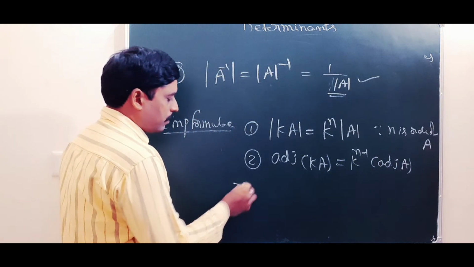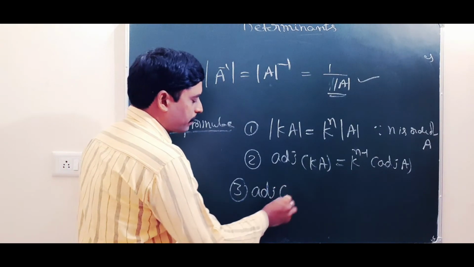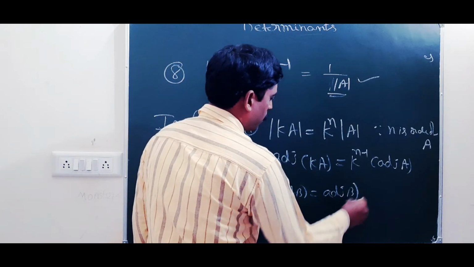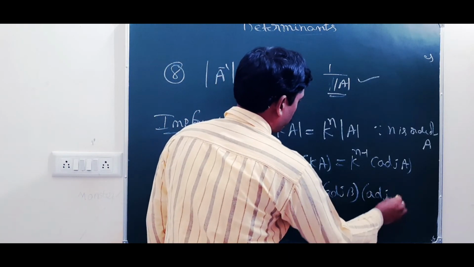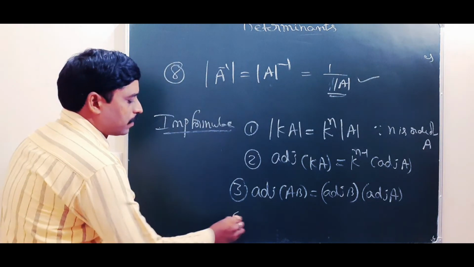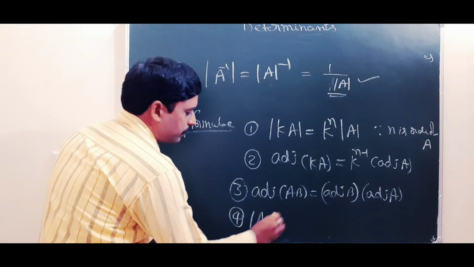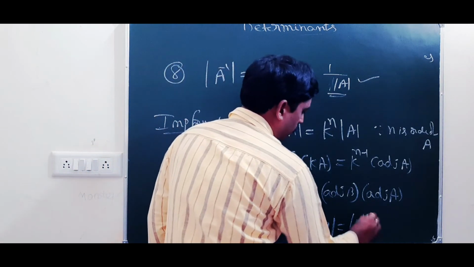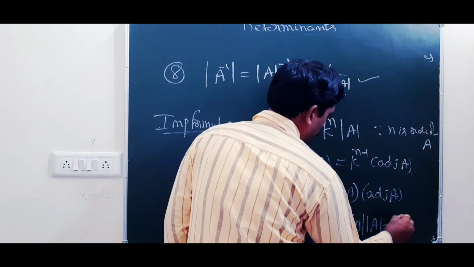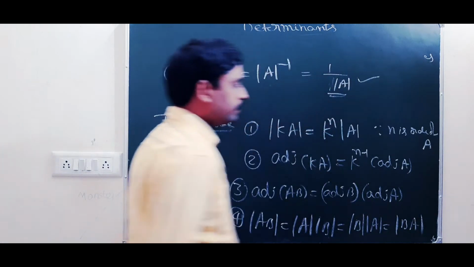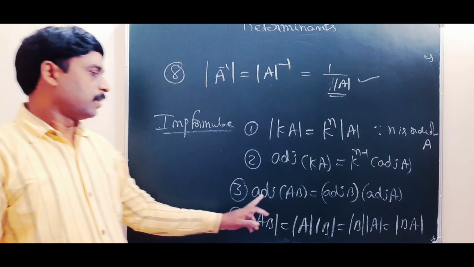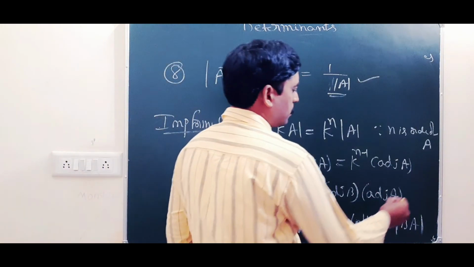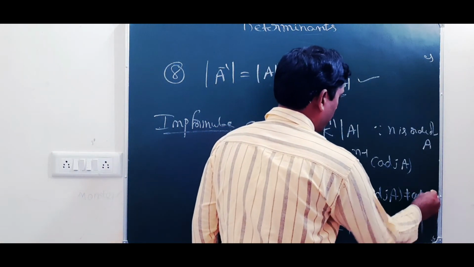Next, the third one, adjoint of AB. Adjoint of AB is equal to adjoint B into adjoint A. Det of AB is equal to det A into det B, which is equal to det B into det A, equal to det of BA. In this, adjoint of AB is equal to adjoint of B into adjoint of A, which is not equal to adjoint of BA.